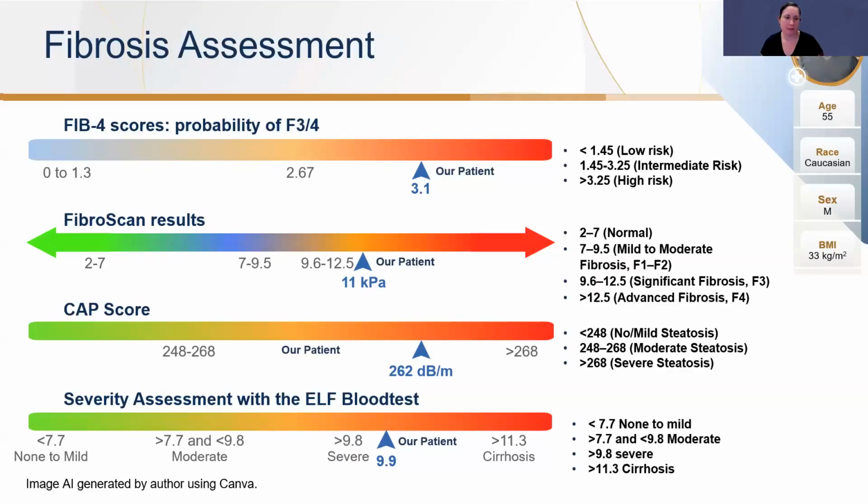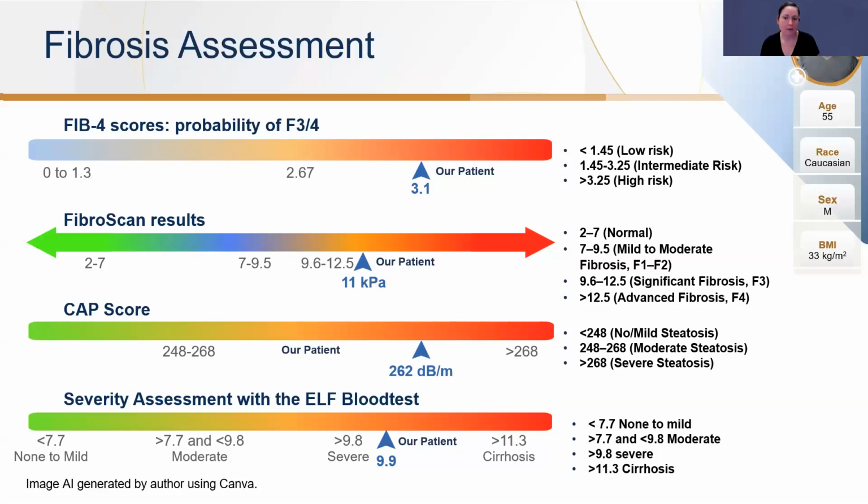Typically 2 to 7 is considered to be normal. There is no fibrosis, so like a 0 to 1. When we look at AASLD guidelines, they're classifying F2 as anything 8 or higher. So here, when the range is a bit wider, 7 to 9.5 is mild to moderate fibrosis, so your 1 to 2s. 9.6 to 12.5 is considered an F3, and our differentiating factor here is 12.5 or higher is considered advanced fibrosis, F4, so essentially cirrhosis, decompensated or not. And then our CAP score, again, looks at how severe the steatosis is.